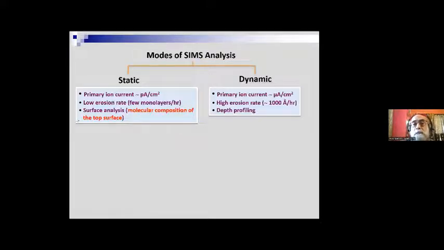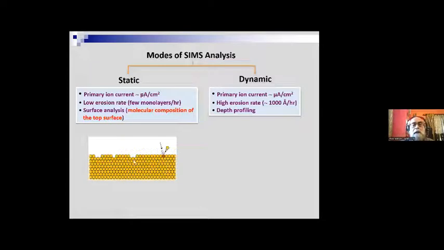So that is static SIMS. Static SIMS means the primary ion current is very small, and then you can do surface analysis. And in dynamic SIMS, the primary ion current is quite high, and you have a higher erosion rate, and you can do depth profiling. In static SIMS, the primary current is very, very small, and you can basically confine to the top monolayer.